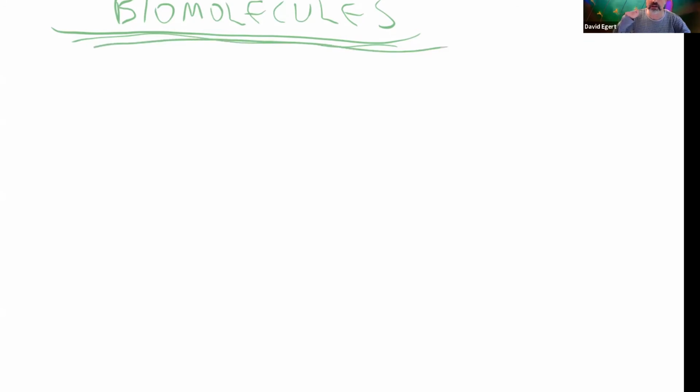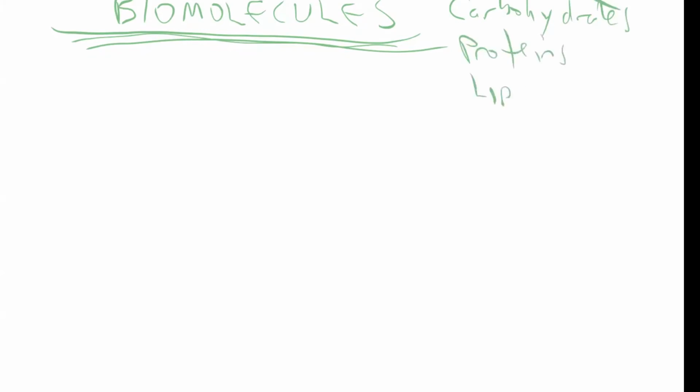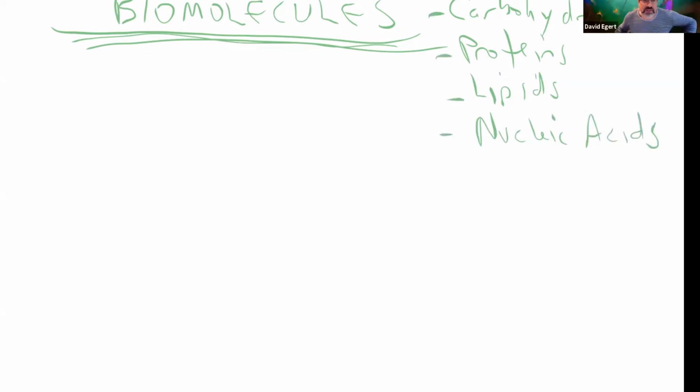So there are 4 basic kinds of biomolecules that we are going to be working with throughout the semester. What are the 4 basic organic molecules we deal with, classes of organic molecules? Carbohydrates. Proteins. Lipids. Nucleic acids. So we're going to look at each of these.